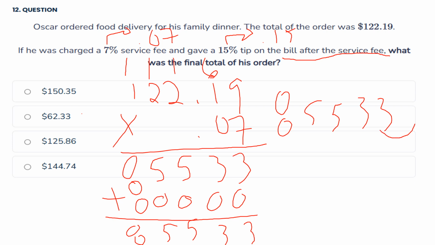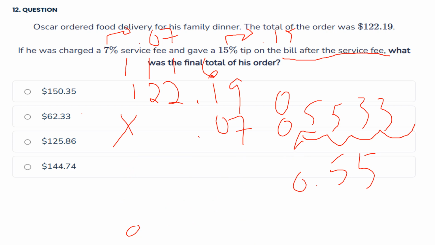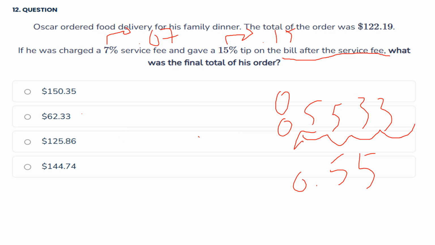So 1, 2, 3, 4. All right, and that gives us 8.55. So we don't need the last two. So the service fee was $8.55. I know it's $8.55, so I'm going to go ahead and get rid of that. So we know that that was $8.55.